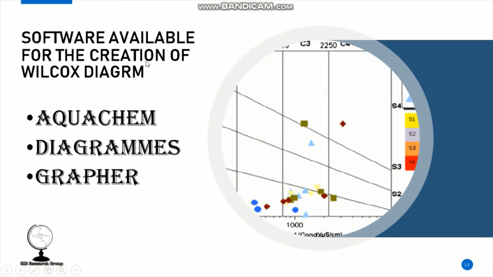In the next slide, I have given some of the software through which we can do Wilcox diagram. Software available for the creation of Wilcox diagram. The first software which we can use for the creation of Wilcox diagram is Aquachem. This is a very good software. You can use it for various purposes, not only Wilcox diagram. Various diagrams are there that I will show you. Then another one is Diagrammes. This is actually open source. You can use this, but the only problem with this is the French language.